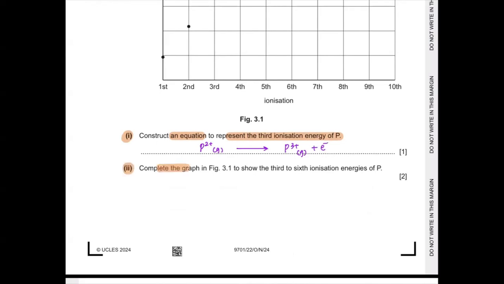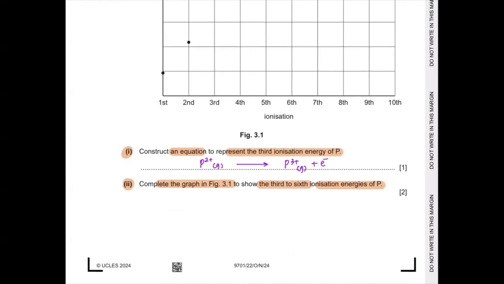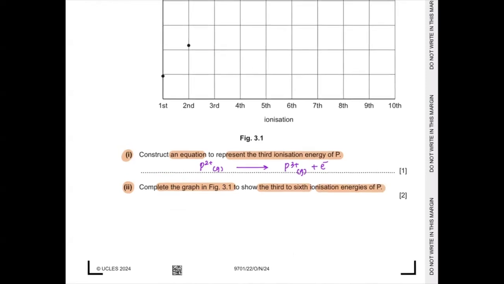Now part 2, complete the graph in figure 3.1 to show the third to sixth ionization energies of phosphorus. Okay, so phosphorus has atomic number 15, so it means 1s2, 2s2, 2p6, 3s2, and 3p3. So the first three electrons are going to be removed from 3p, right?